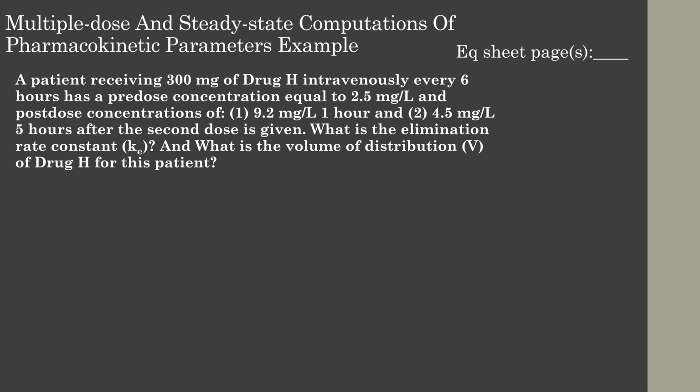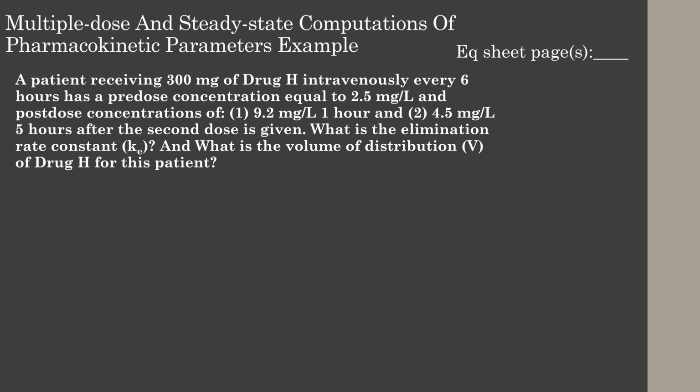Here's our last problem where we're going to be computing some concentrations. And so in this one, you can see it's going to be a multi-dose and steady state computation. So we have a patient getting 300 milligrams of drug H intravenously every 6 hours. And he has a pre-dose concentration of 2.5 milligrams per liter and post-dose concentrations of 9.2 at 1 hour and 4.5 at 5 hours after that second dose is given. What is the elimination rate constant and what is the volume of distribution of drug H for this patient? You can see here, we don't get KE, right? So this is another thing I could do to you on the exam.